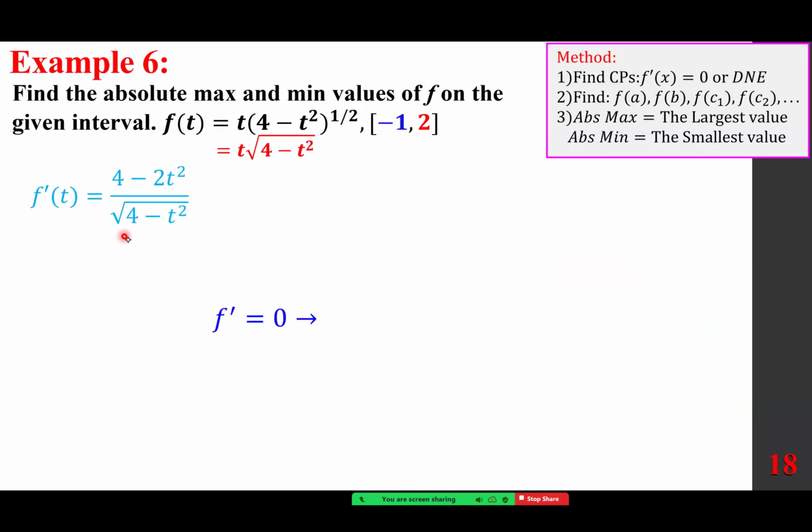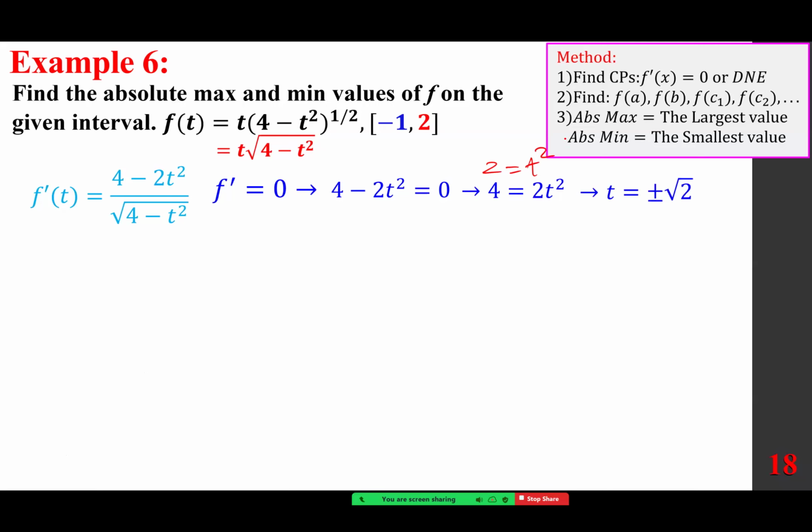So set it equal to 0. A fraction is 0 when the top is 0. 4 minus 2t squared is 0. That means 2t squared is 4. That means t squared is 2, and that means t is plus minus square root of 2. So this is a simple equation we are solving, everybody. F prime equals 0 results in two answers.